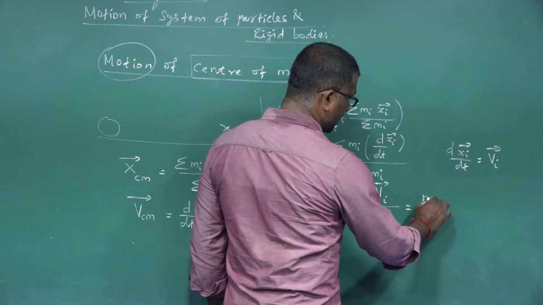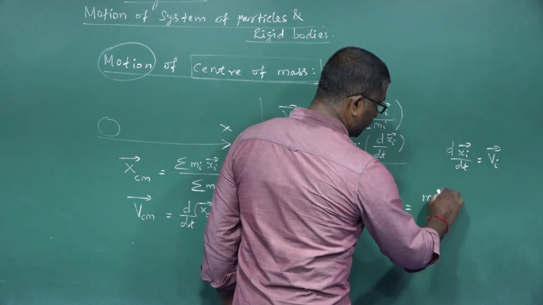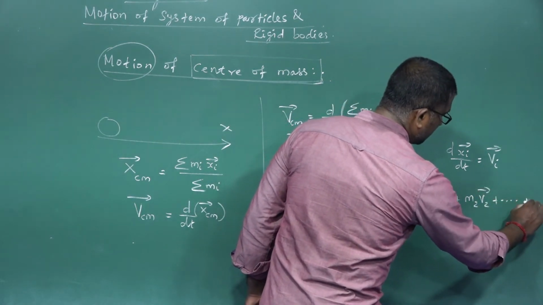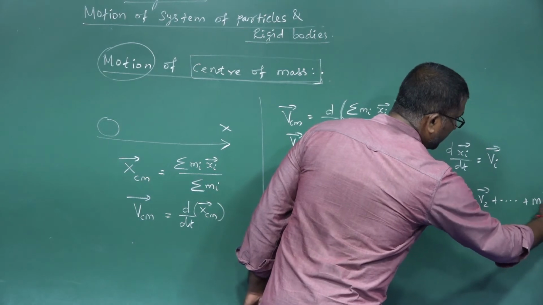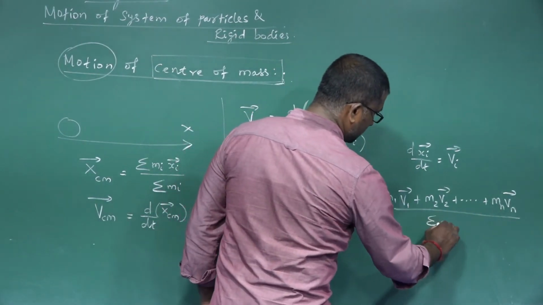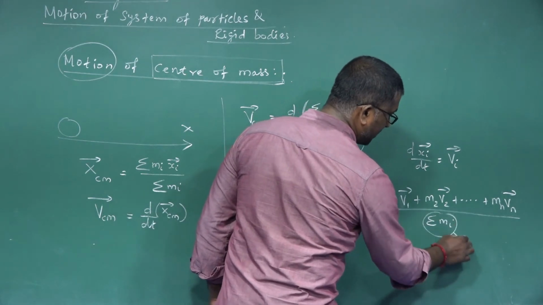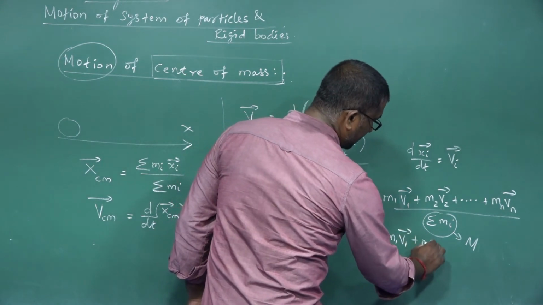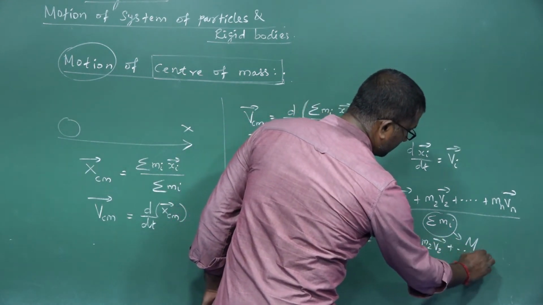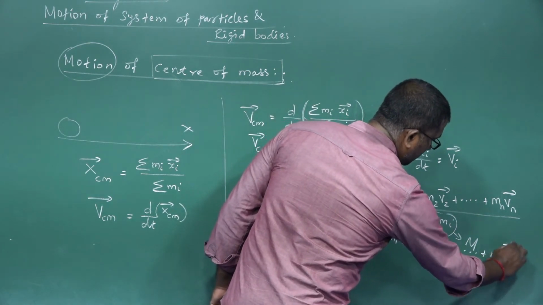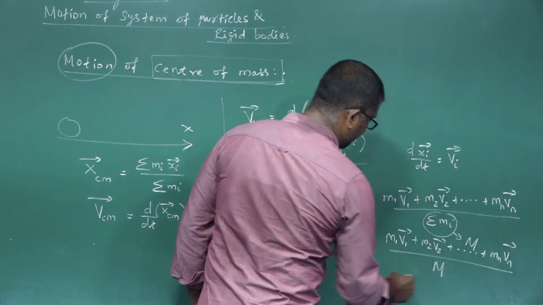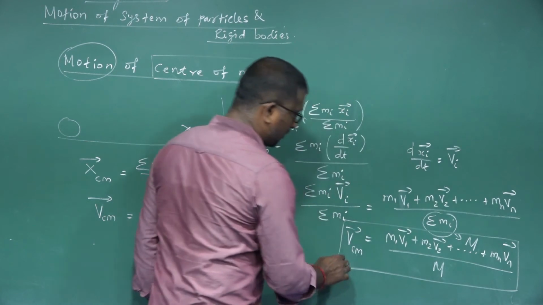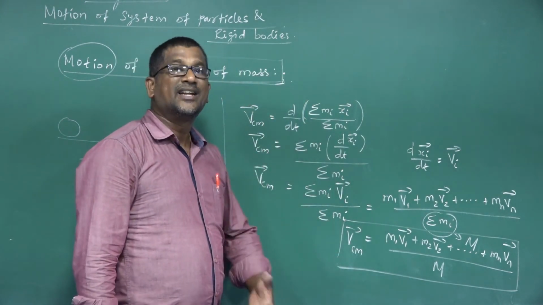Or m1 v1 vector plus m2 v2 vector plus etc. plus mn vn vector divided by summation m_i. Summation m_i is equal to capital M. Therefore, m1 v1 vector plus m2 v2 vector plus etc. plus mn vn vector divided by capital M. So this equation gives the velocity of the center of mass of the rigid body, which is containing n number of particles.